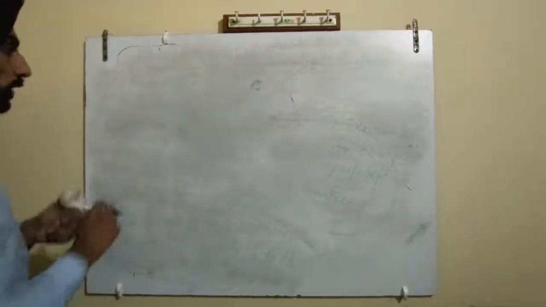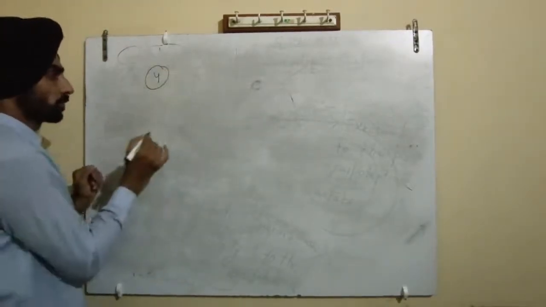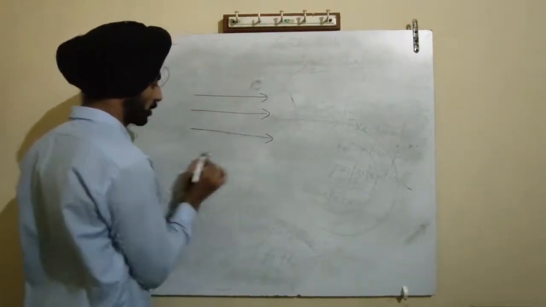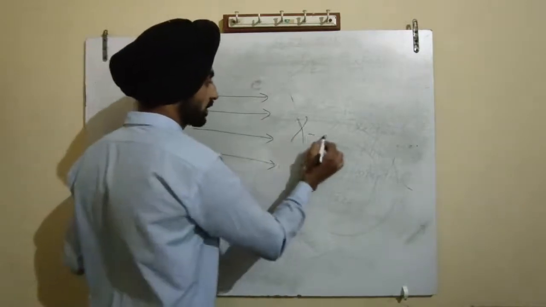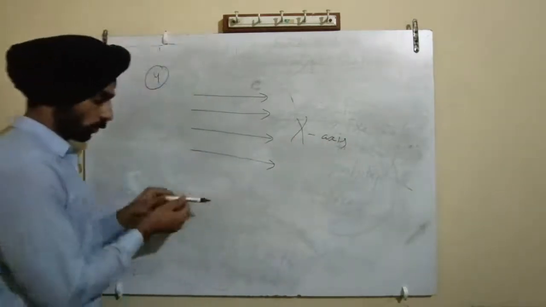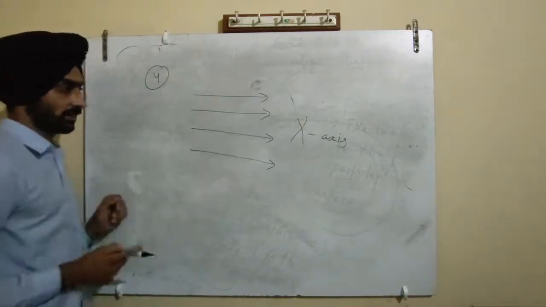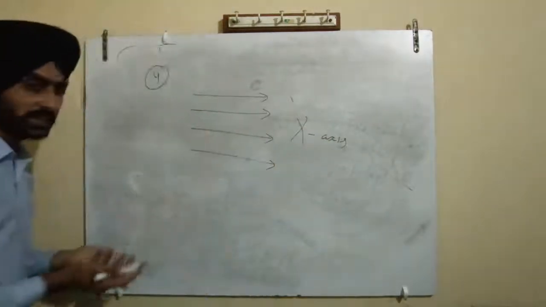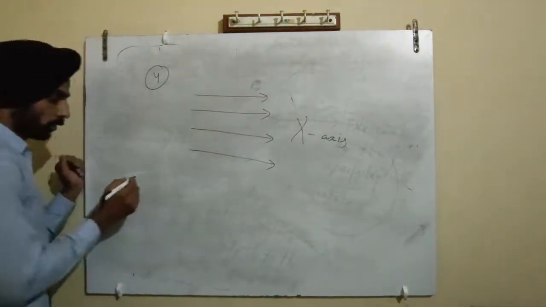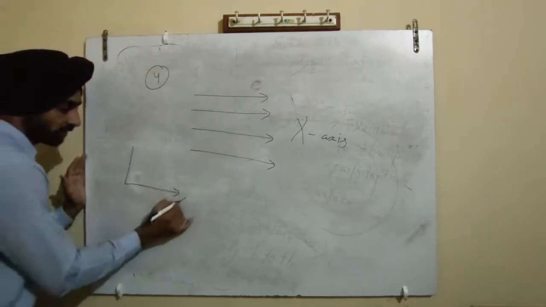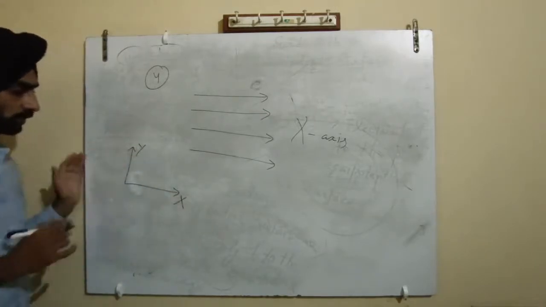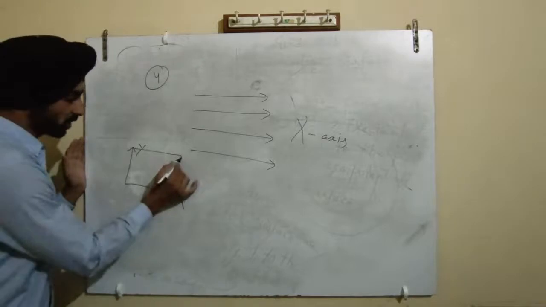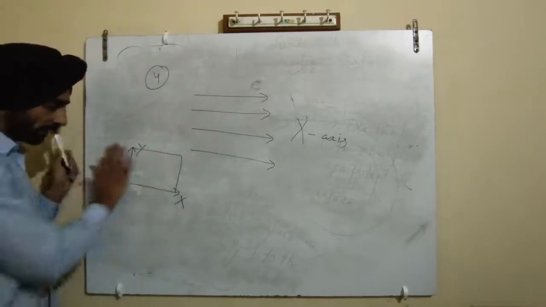Fourth concept. Now we are doing the fourth concept today. Suppose the electric field is acting along the x-axis direction. They will ask, draw the equipotential surface here. So what will be the shape of the equipotential surface? This is the x-axis and this is the y-axis. This is the xy plane. It's a rectangular plane.